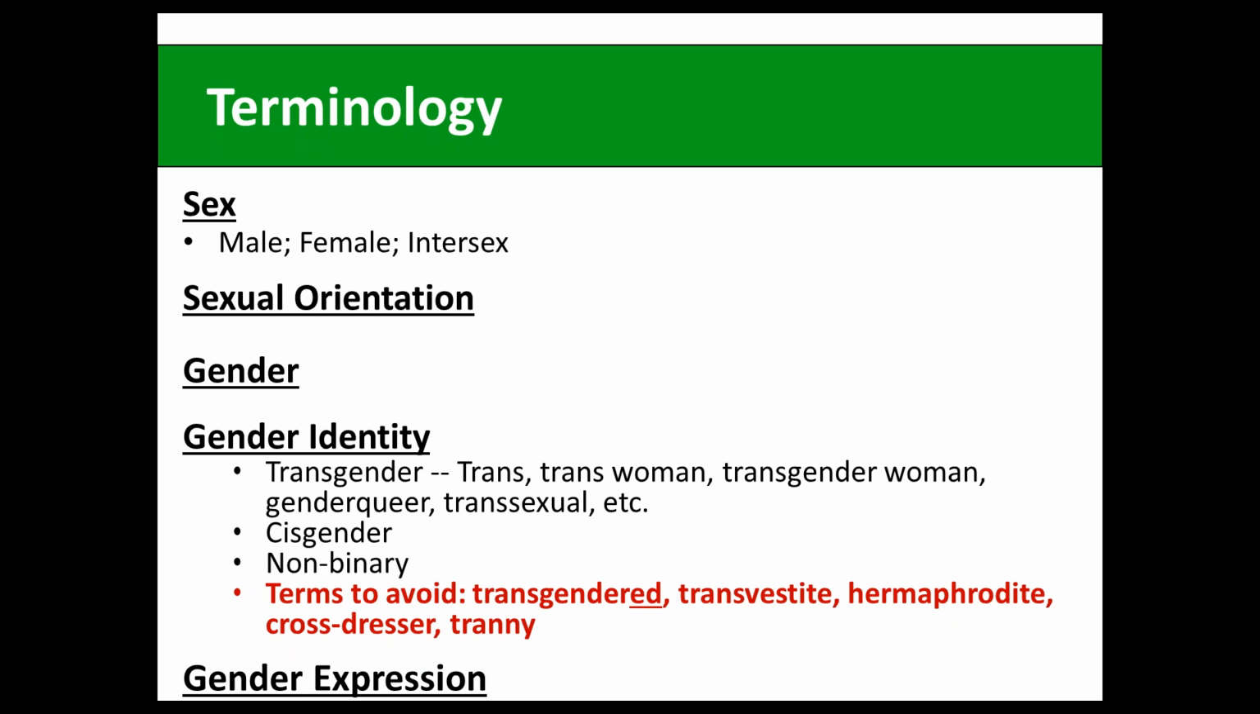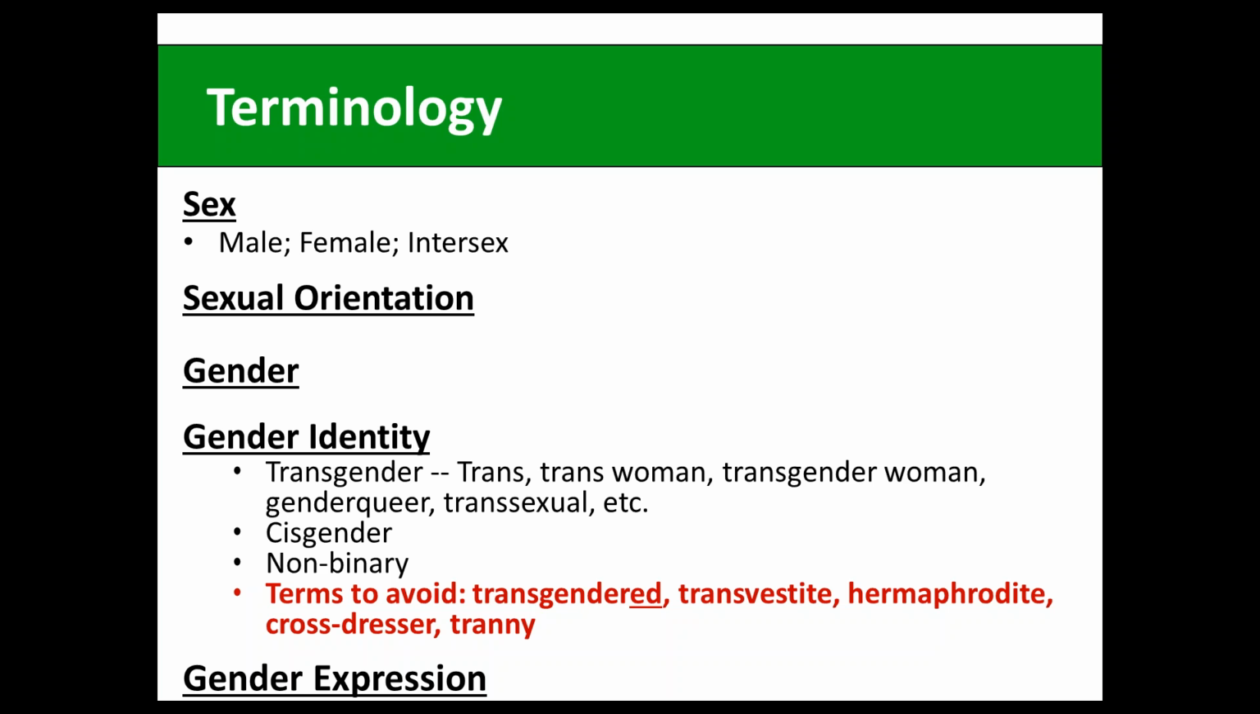Sexual orientation refers to who you're sexually attracted to, who you love romantically, who you desire sexually. As an example, lesbian, gay, heterosexual, bisexual, and other terms. Gender is distinct from biological sex and refers to someone's internal sense of being a man, woman, or another gender.